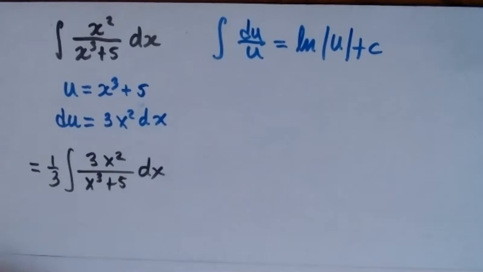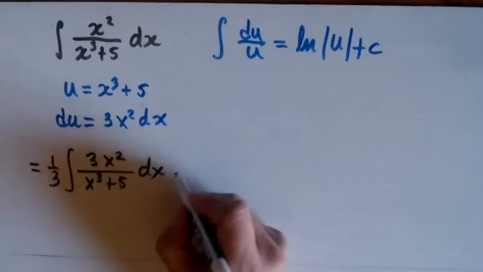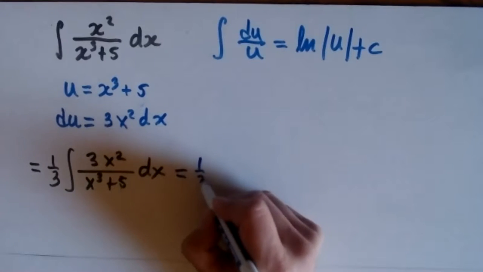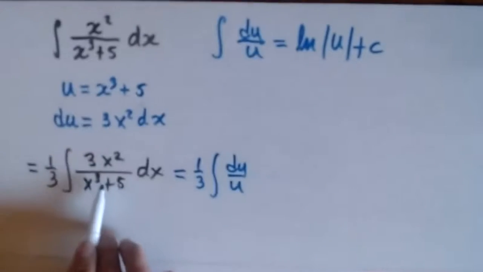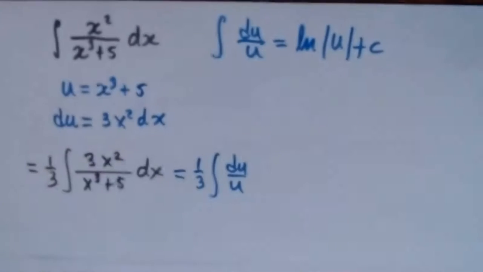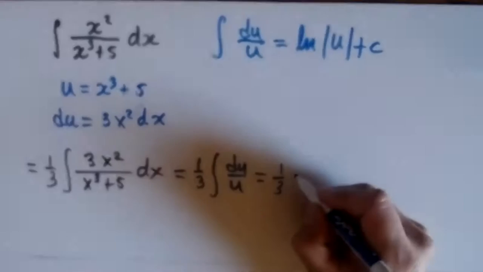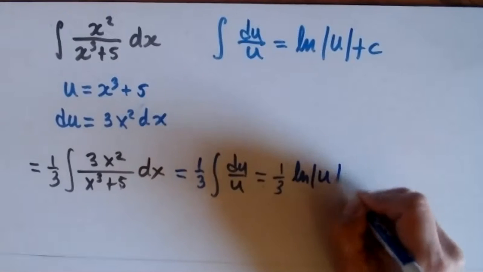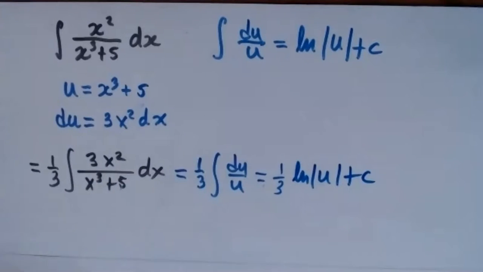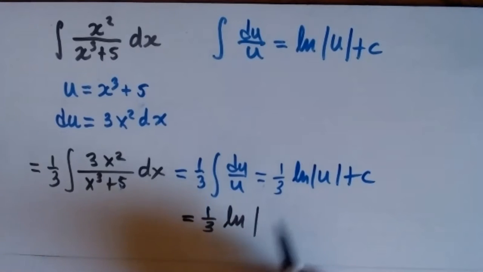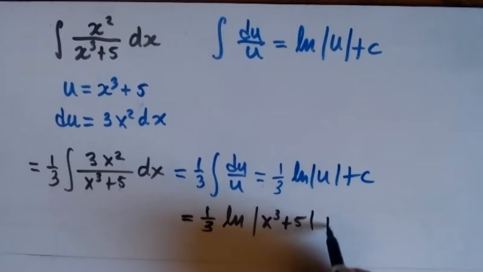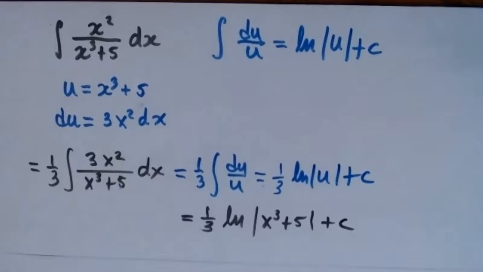Now, this expression at the bottom is u, and all this at the top is du. So this is simply equal to 1/3 the integral of du over u. So I was able to change this expression into the formula I have. And now I have the solution. This is 1/3 ln absolute value of u plus c, correct? Now, my last step is to substitute the u value: 1/3 ln absolute value of x cubed plus 5 plus c.